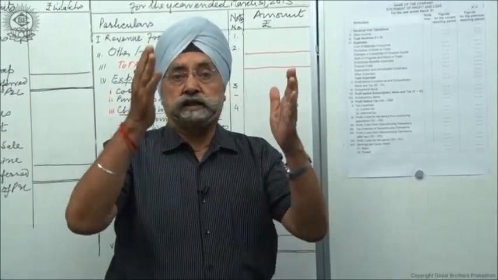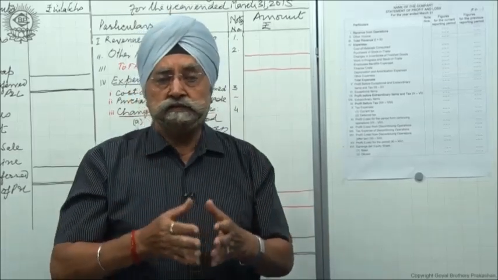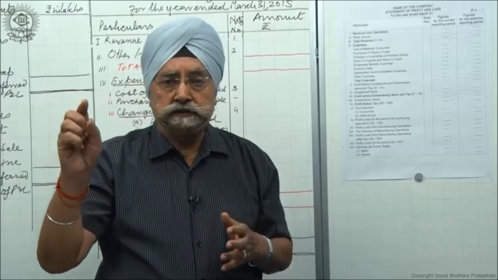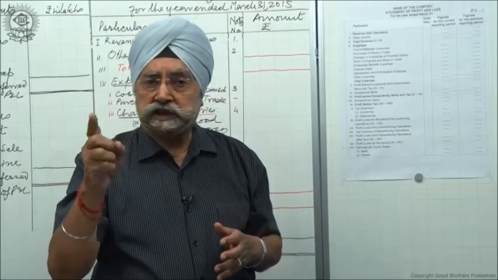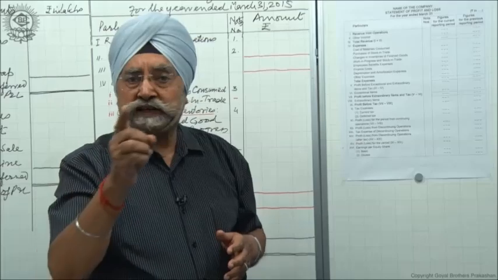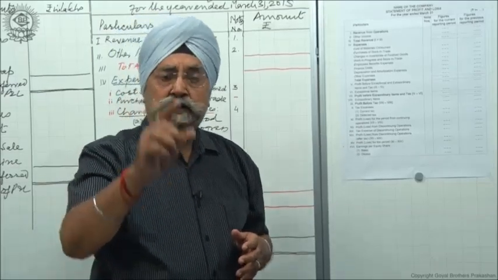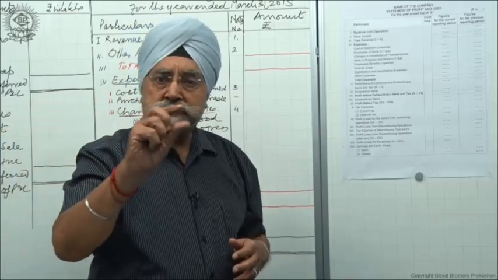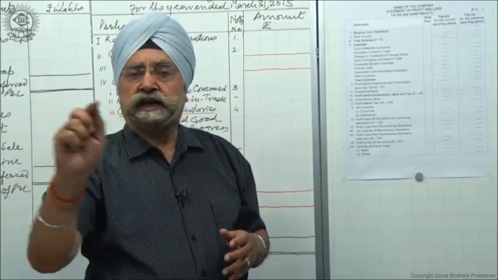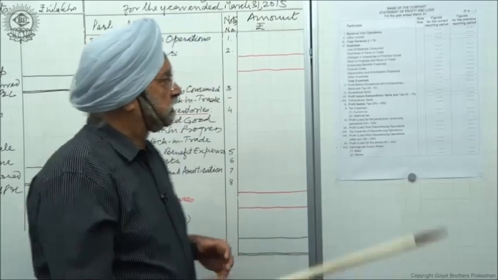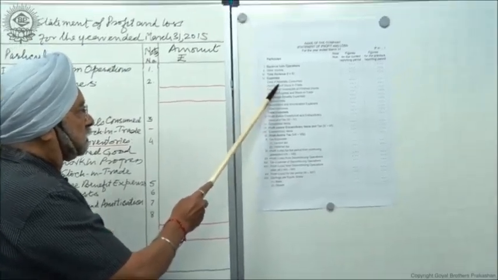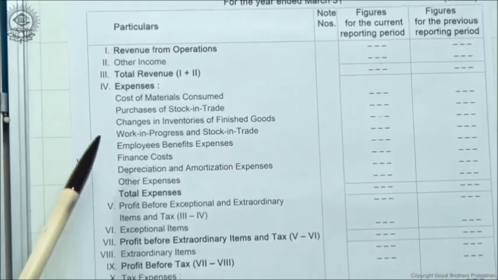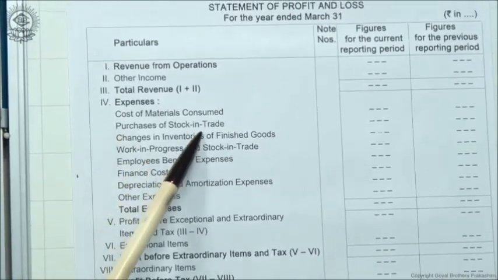And if there is already some material lying in the stock, then we will calculate material consumed as opening stock plus material purchased minus closing stock. What did I say? Opening stock plus purchases of raw materials minus closing stock of raw materials, and this will give us the figure of what is called cost of materials consumed. Am I right?